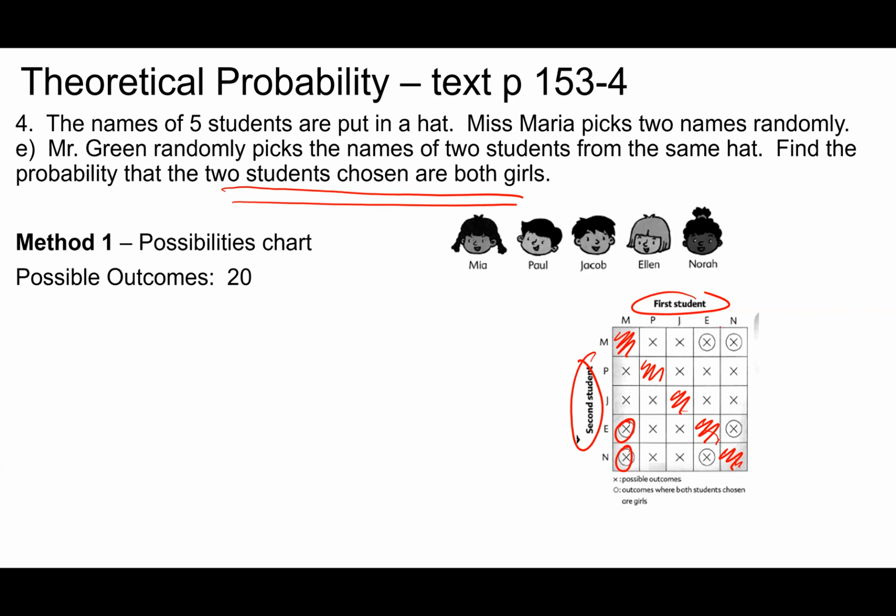How about Ellen and then Mia? Is that a possibility? Yep. Ellen and then Nora? Yeah, but we wouldn't circle Ellen, Paul, or Ellen, Jacob, and then Nora, Mia, and Nora, Ellen. So out of 20, how many possibilities are there of what we're looking for? Yeah, 6 out of 20, and that simplifies to 3/10. Oh, I guess we didn't do it this way before. So the probability is 3/10.